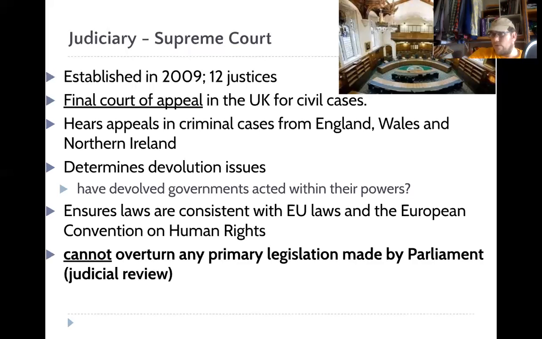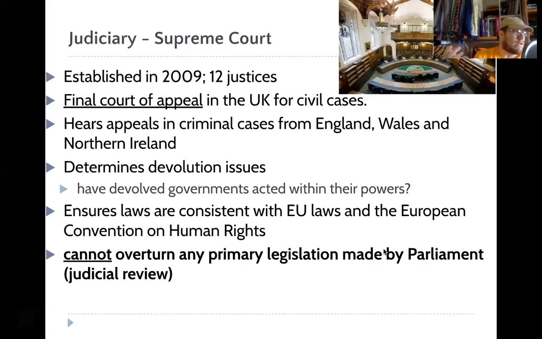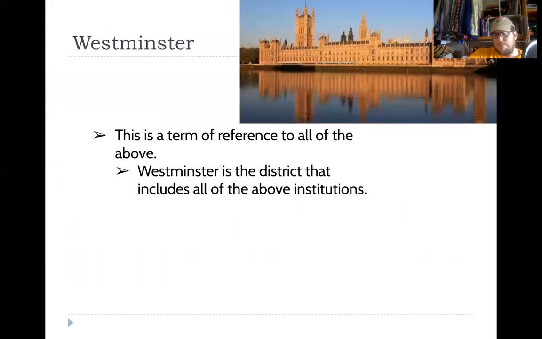They don't have judicial review power. So they can't overturn acts of Parliament. They can't overturn any primary legislation. And part of that is because there's not a firm written constitution for them to be able to highlight precedent to be able to do that. They just don't have that authority, which makes the UK court system kind of odd.